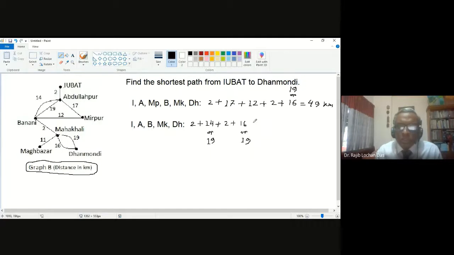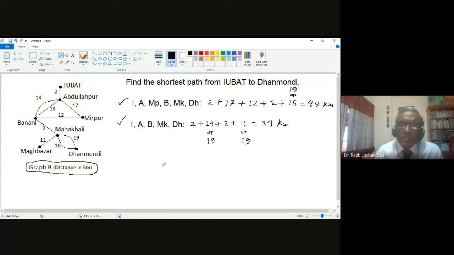So it is 34. So definitely it is the shortest one. And any other ways you have? No other ways you have, because the graph is very simple. In this example, it is a very simple graph, not many options. So this is the two options only. These are the two ways you can consider, no more ways actually.